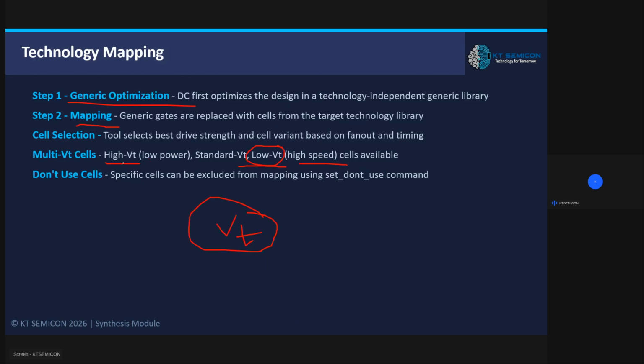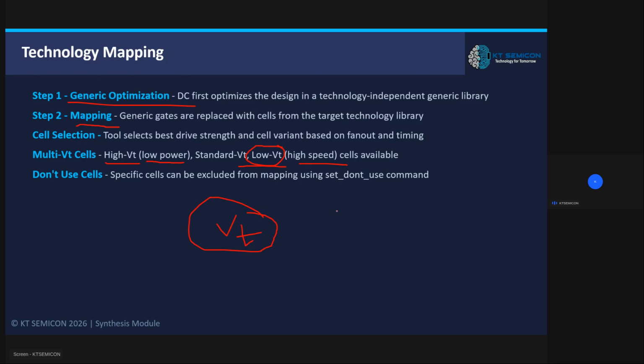High VT cells start working only when we are getting the maximum amount of voltage. So when we get more voltage, only then can we switch on the transistor. Then what happened? My speed decreases, right? But it will take low power. Why? Because it will take more time to switch on the transistor. So that is the reason.